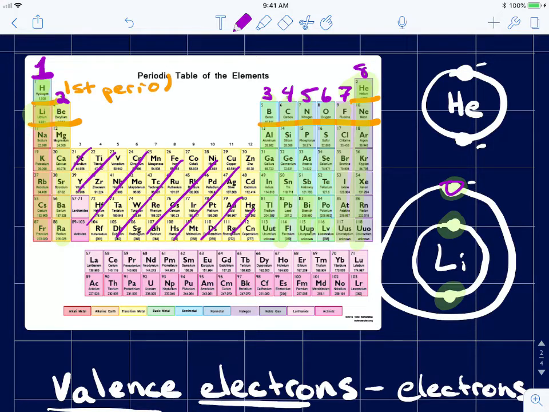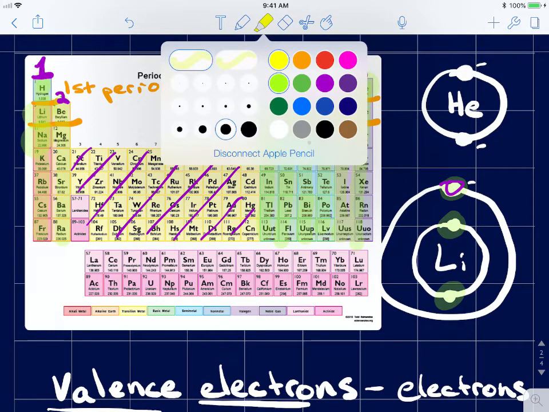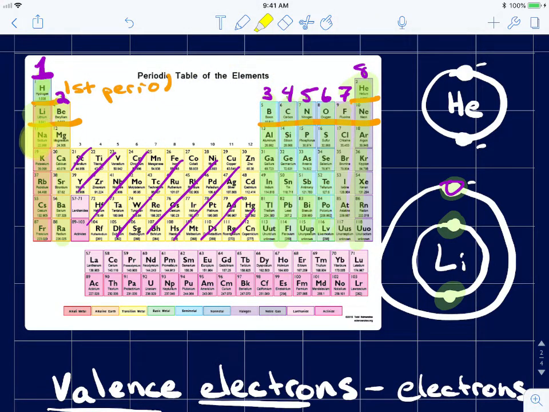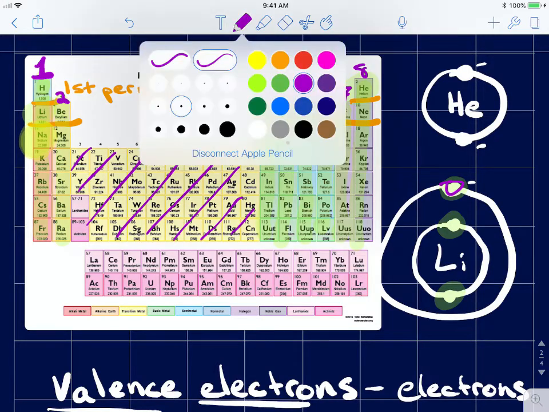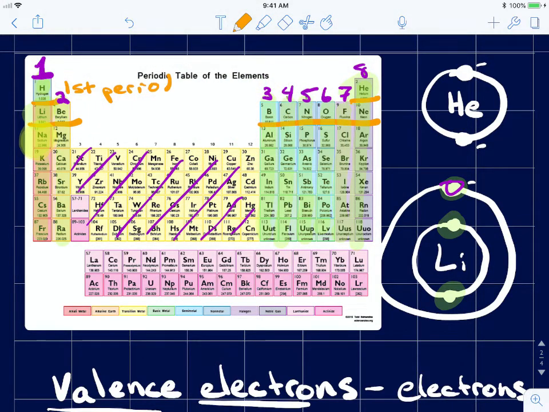Now, just to show you, I'm going to do the electron configuration of sodium. So here's sodium right here. I'll make that a little bit more visible. Here's sodium, which is number 11 on the periodic table. Well, which period is it in? This was our first period up here. This is our second period. This is our third period. And that, we said, is going to correspond to the number of shells that we have. So let's do the electron configuration of sodium.